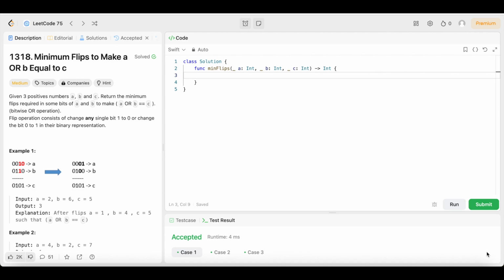But now, with that being said, I know why you're here. And today we have question number 1,318: minimum flips to make A or B equal to C.